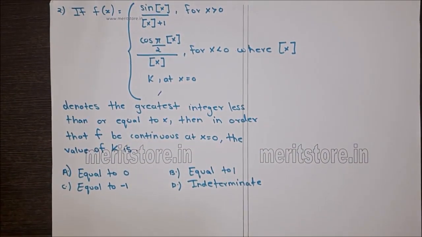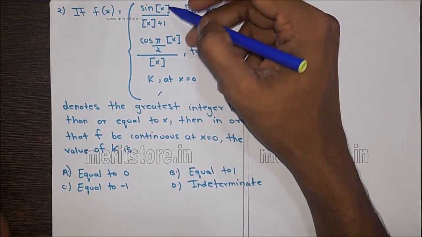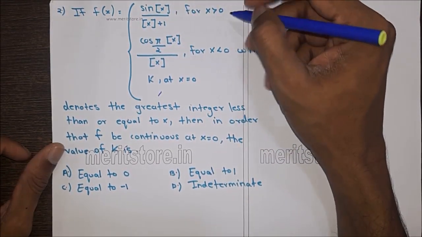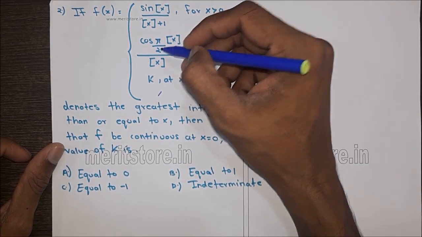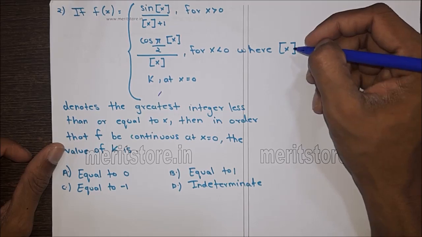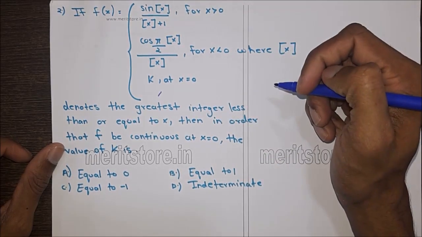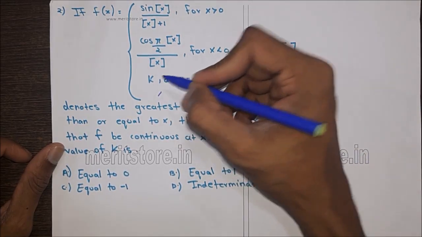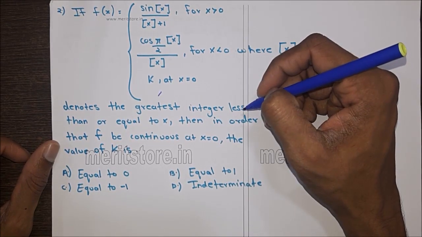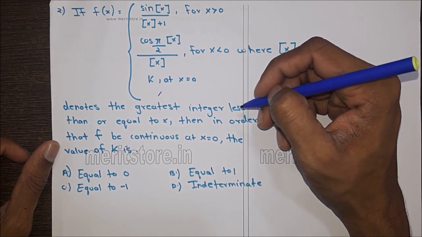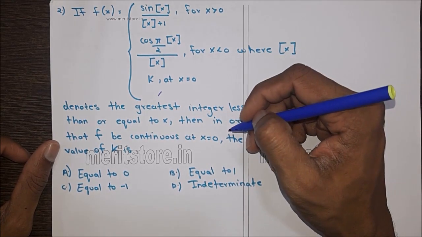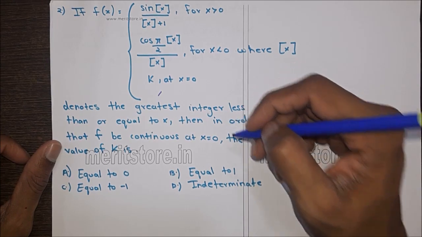Question 2. If f of x is equal to sine bracket x upon x plus 1 for x is greater than 0, cos pi by 2 x upon x for x less than 0, and k at x is equal to 0, where bracket denotes the greatest integer less than or equal to x, then in order that f be continuous at x is equal to 0, the value of k is.